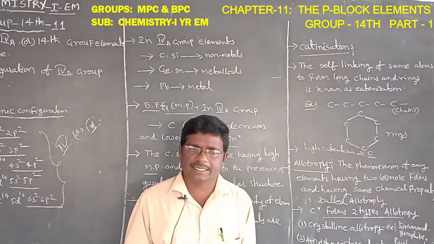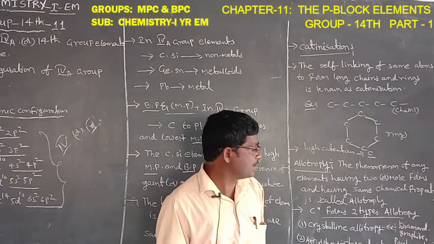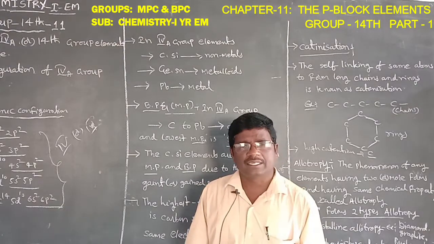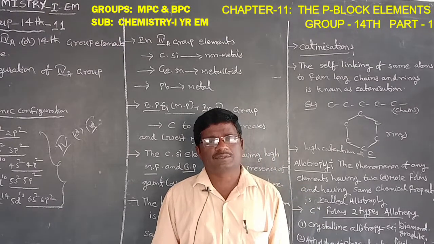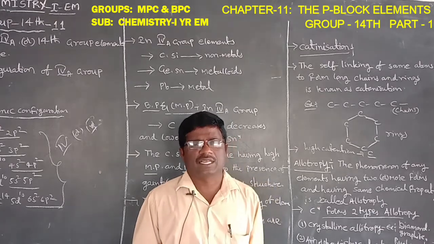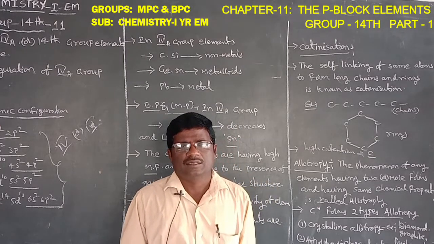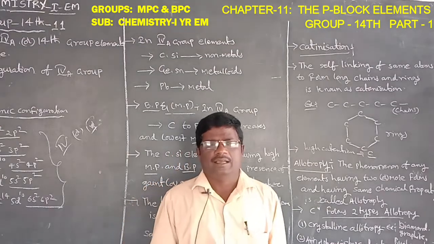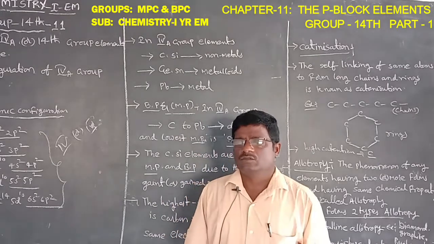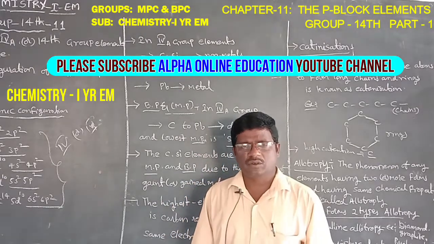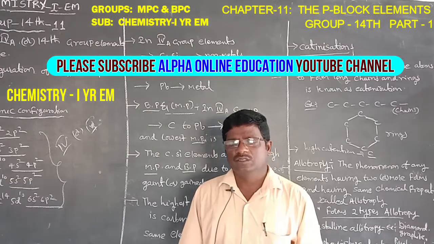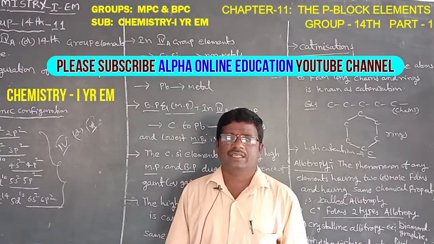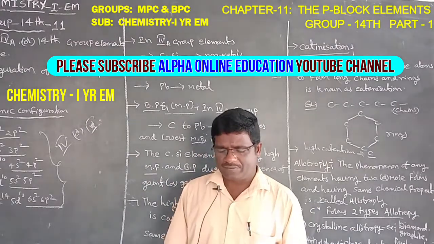Next one, catenation ability. Next, allotropy forms. Carbon forms two types of allotropy forms: the first is crystalline allotropy forms and the next is amorphous allotropy forms. For example, crystalline forms are diamond, graphite, and Buckminster fullerene. Amorphous forms are coke, coal, charcoal, wood charcoal, animal charcoal, and lamp black. Next class we will discuss the structure of diamond, graphite, and fullerene.